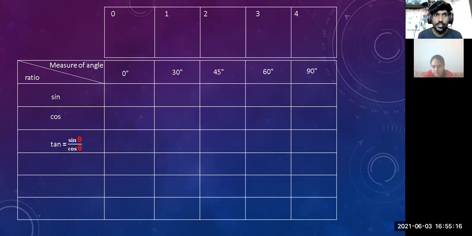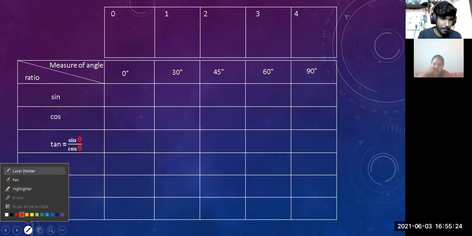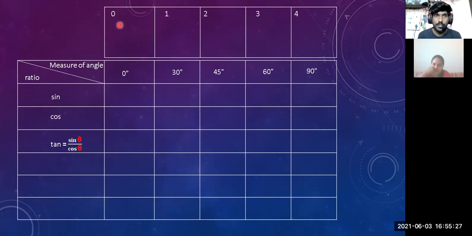Then for that, first you just give them numbers. You just start from 0, 1, 2, 3, and 4. Just put these numbers from 0 to 4. So this would be 0 corresponding to 0 degree, 1 to 30 degree, 2 to 45 degree, 3 to 60 degree, and 4 to 90 degree. Then what you do is you divide all of these numbers by 4. Okay, divide all the numbers by 4. So how much is 0 divided by 4?